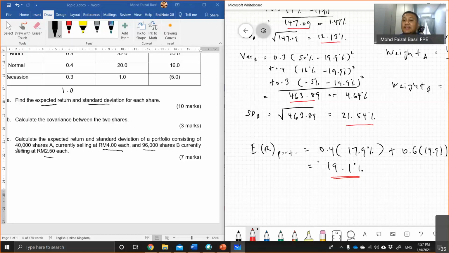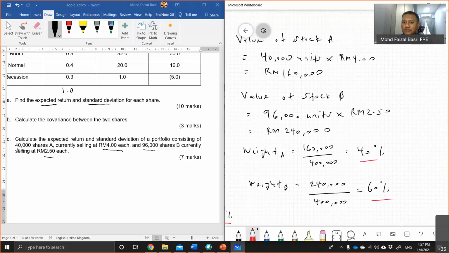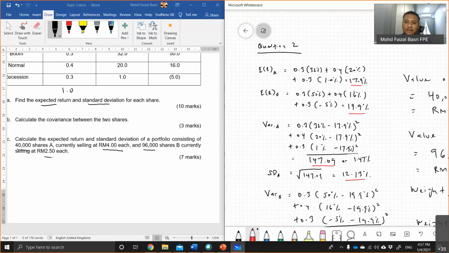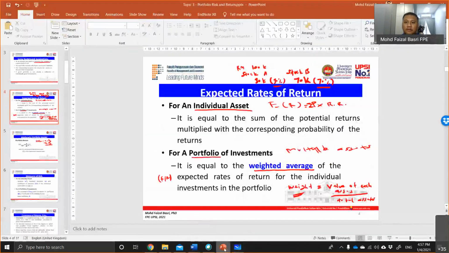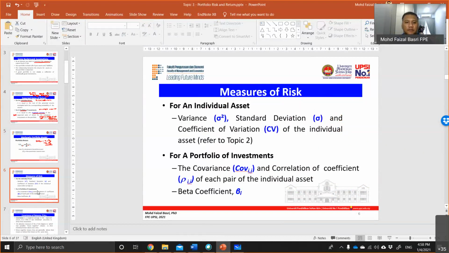So in order to find this, you need to find the weight first. This is the process to find the value of each stock and then find the weight individually. Once you have these weights, then we can calculate the expected returns of the portfolio, because the ER is already calculated based on the first question. Okay, any questions so far? Okay, so we've done the portfolio return. All right, if there's no question, let's move on to the measurement of risk.